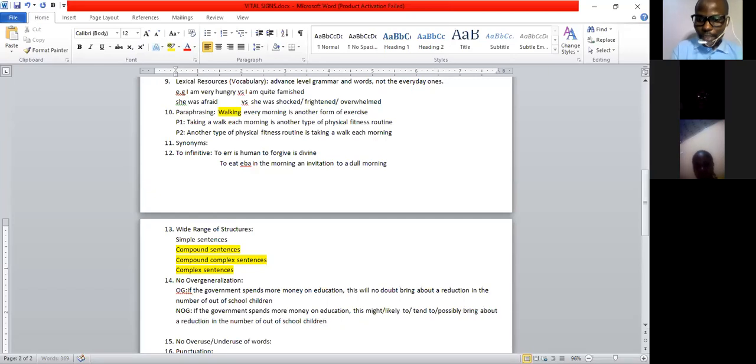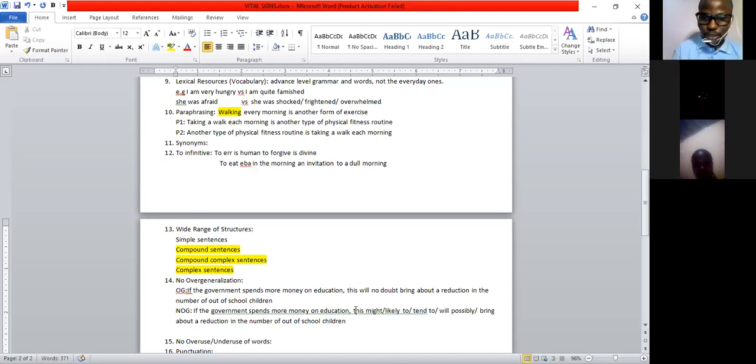Okay, we don't want to use "possibly might". This will possibly, because it's still under probability, possibly bring about a reduction in the number of out-of-school children. So these are words that help you to stay away from overgeneralization.